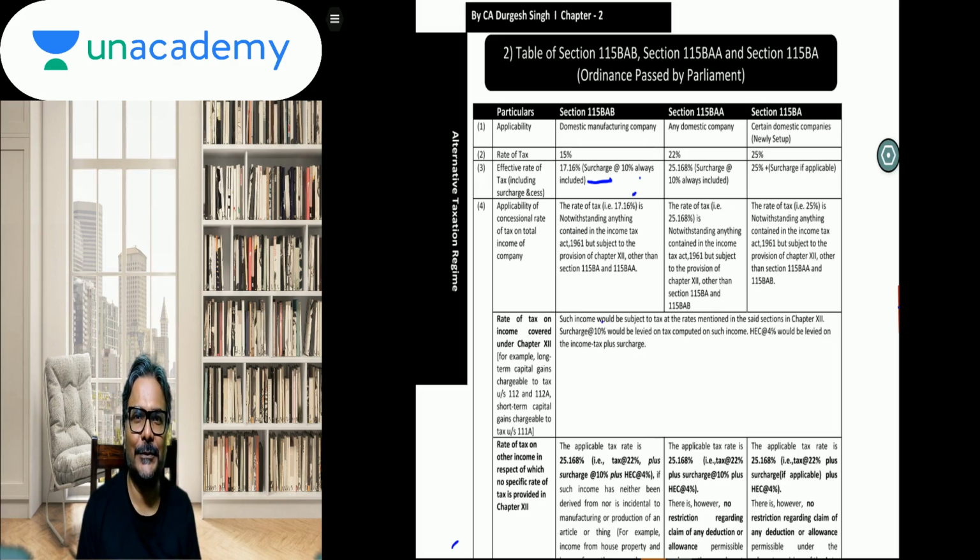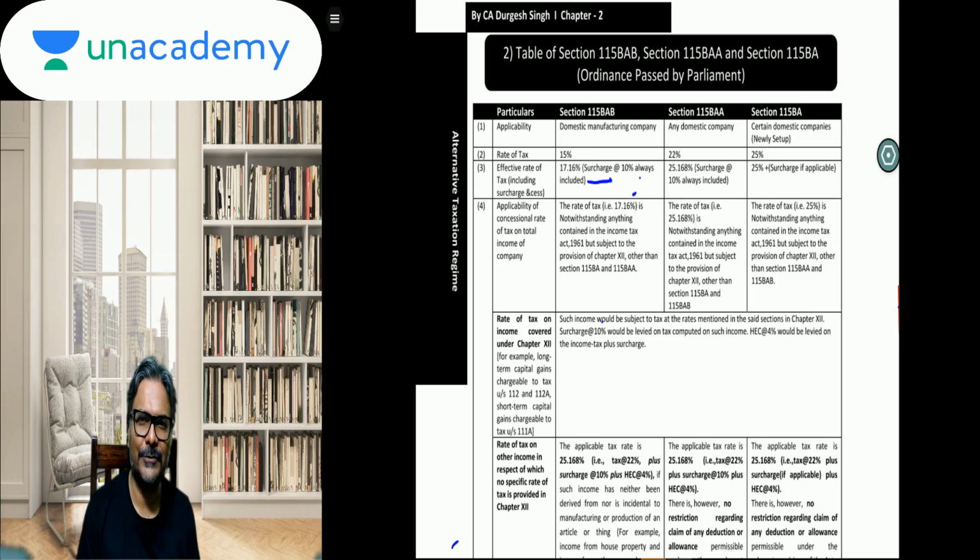So hello students, welcome to this particular session. This session, students, would be in respect of a very important topic for the upcoming May 21 and November 21 attempt. We are looking into this alternate tax regime.